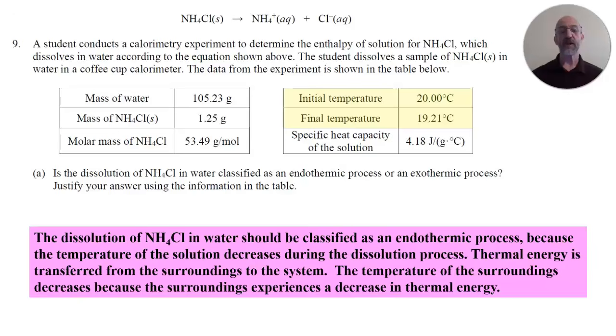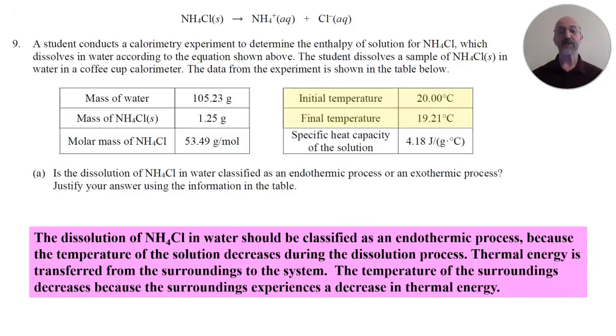The dissolution of ammonium chloride in water should be classified as an endothermic process because the temperature of the solution decreases during the dissolution process. Thermal energy is transferred from the surroundings to the system. The temperature of the surroundings decreases because the surroundings experiences a decrease in thermal energy. So if dissolving a solid in water causes the temperature to increase, then that would be exothermic. But if dissolving a solid in water causes the temperature to decrease, which is what is happening in this experiment, then that would be classified as an endothermic process.